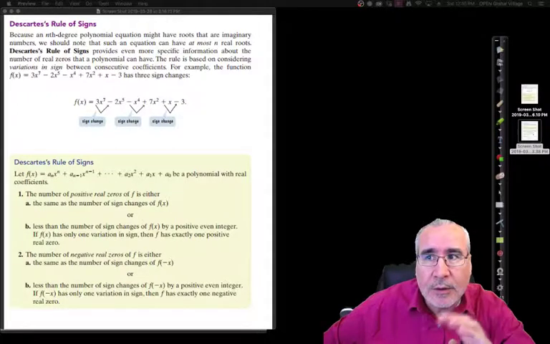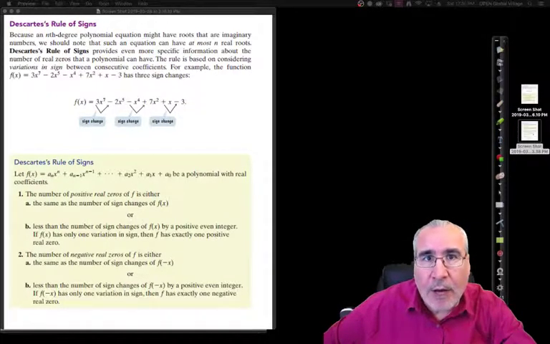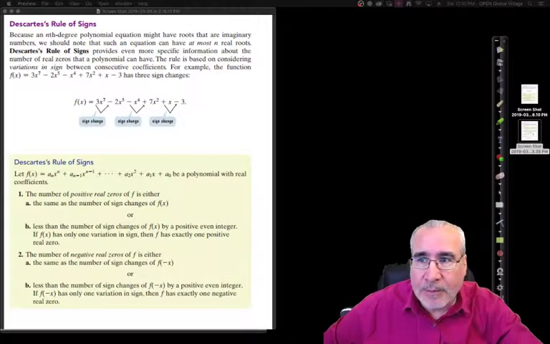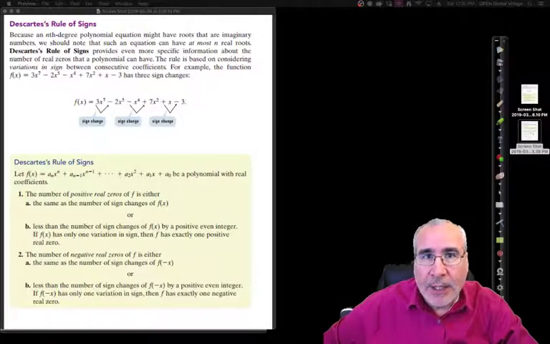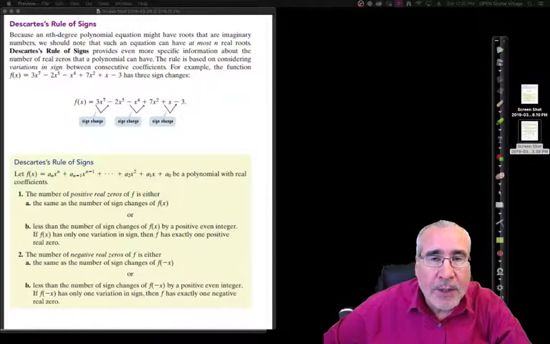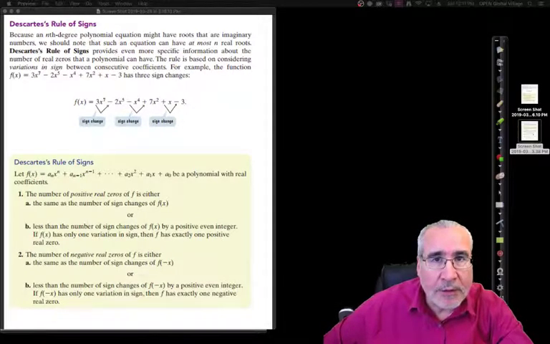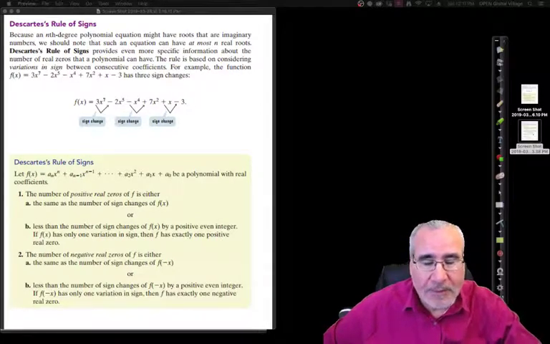So Descartes' Rule of Signs will tell us how many possible zeros there are for a polynomial function. It doesn't tell us how to find them. It only tells us the existence of how many. So there's two different steps to it. The first step tells us how many positive zeros there are, and the potential of how many negative zeros there are is given by the second step.